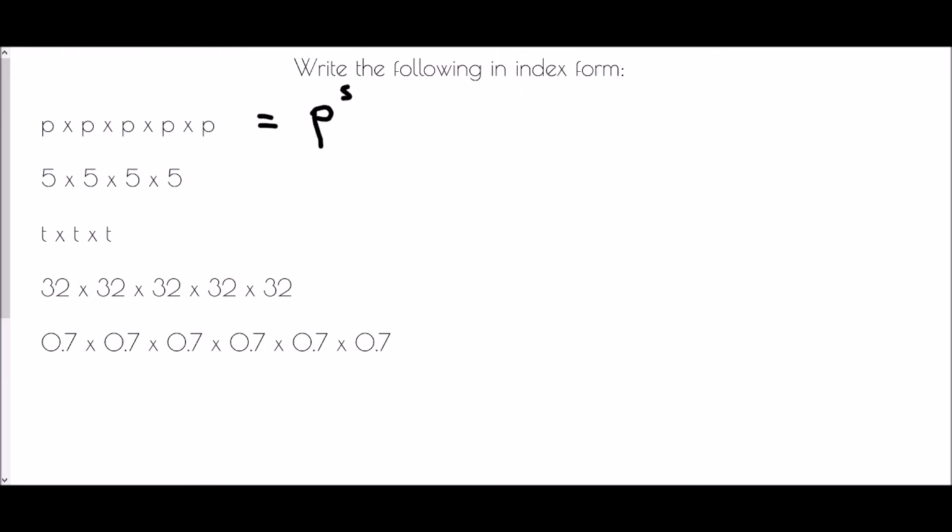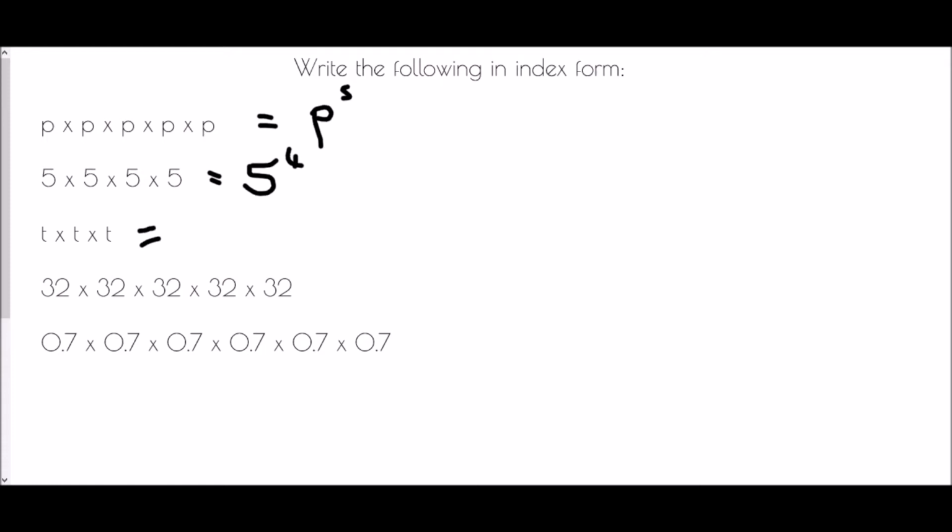Now this little 5, that is a power, but it's also known as an index. One index, if you've got more than one, you have indices. So indices is just the plural of index. We're going to do the same for 5 times 5 times 5 times 5. Well, in this case, we have 4 of them. So 5 is the base, but there is a power or an index of 4.